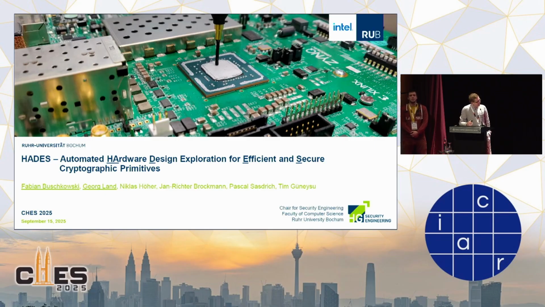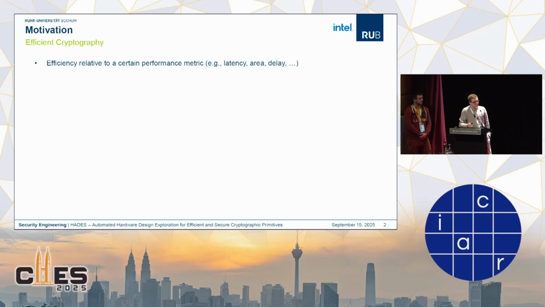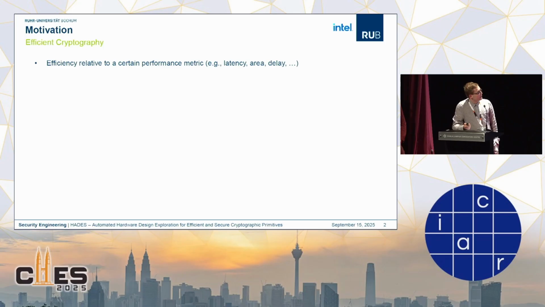So for the motivation, I first want to talk about 2 aspects of this very long title. On the one hand, efficient cryptographic hardware, and on the other hand, secure cryptographic hardware. Starting with efficient cryptography. So usually when we talk about efficiency, we mean efficiency relative to a certain performance metric. So for example, the latency in clock cycles, the area in gate equivalent, or the delay. And when we implement a cryptographic algorithm in hardware, we usually have to make many different design choices that influence the performance metrics of our design.